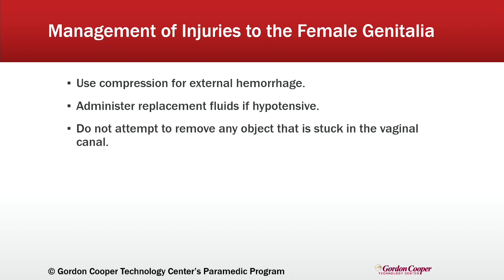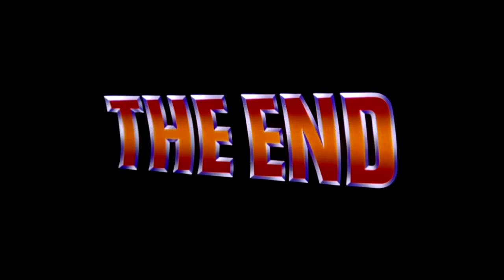Be sensitive to the emotional needs of the patient and be familiar with your local reporting requirements as it relates to sexual assault cases. All right, and there we go. There you have it. Abdominal and genitourinary injuries are all covered. So that's it for chapter 37.